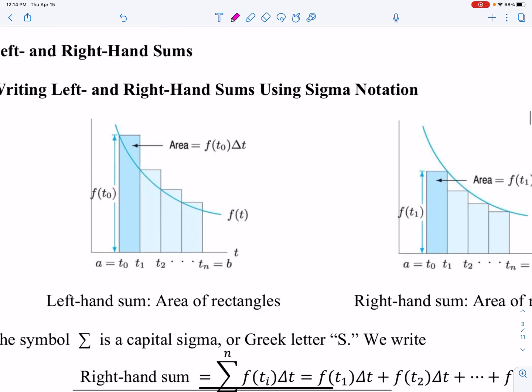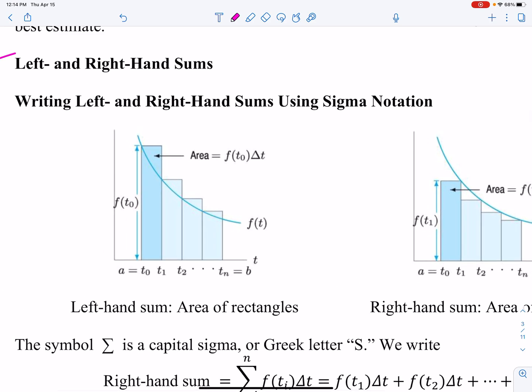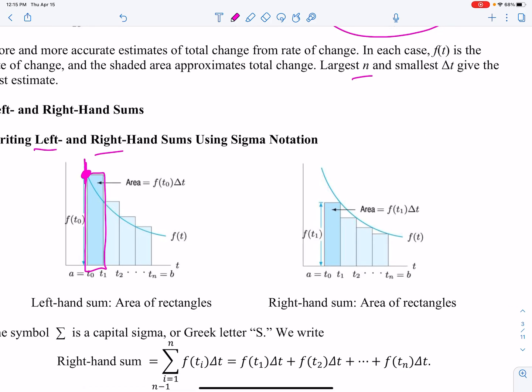All right, so again, left and right-hand sums. The left and the right refers to which edge of your rectangle you're using. Notice here, we're using the point on the curve on the left side of the rectangle. And of course a right-hand sum. Here's our rectangle. We're using the edge on the right side of the rectangle.